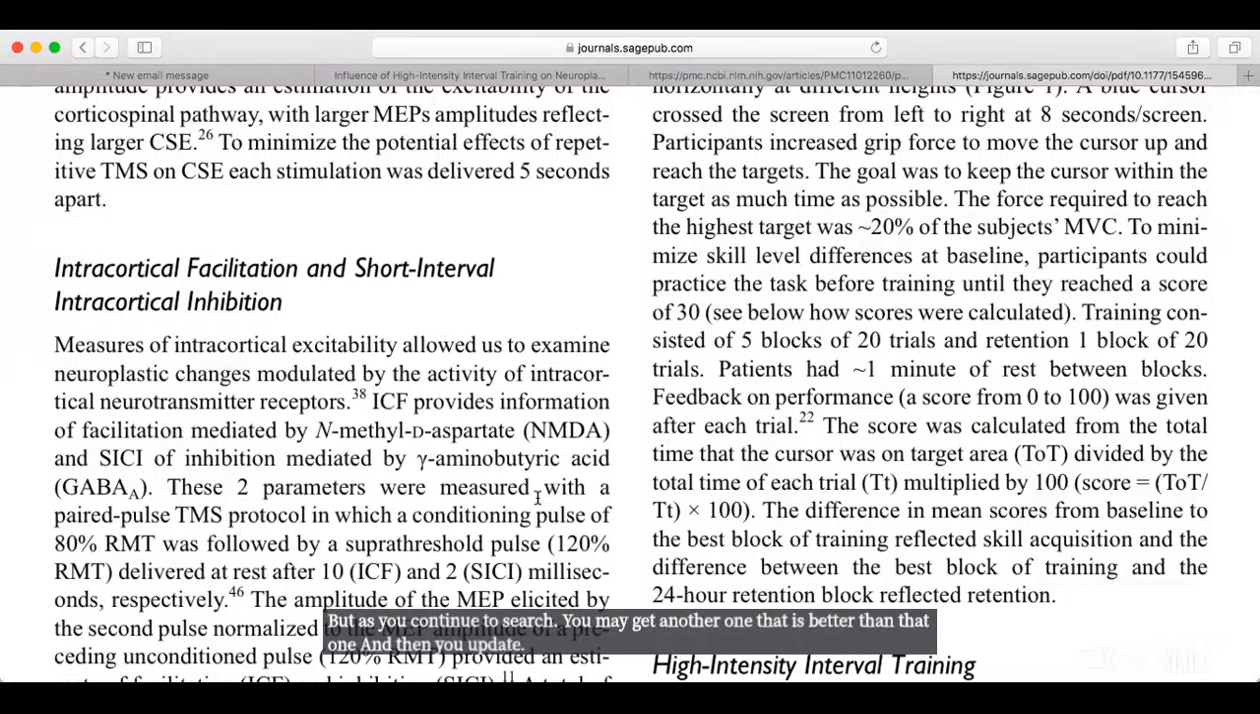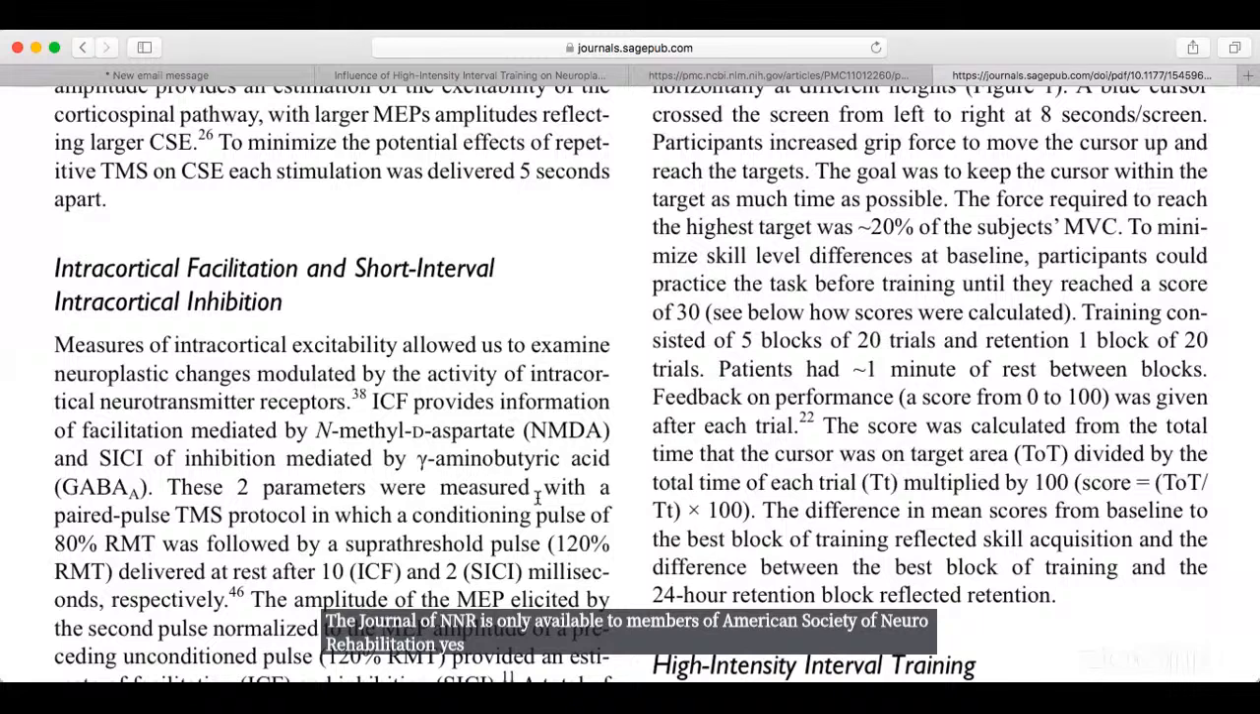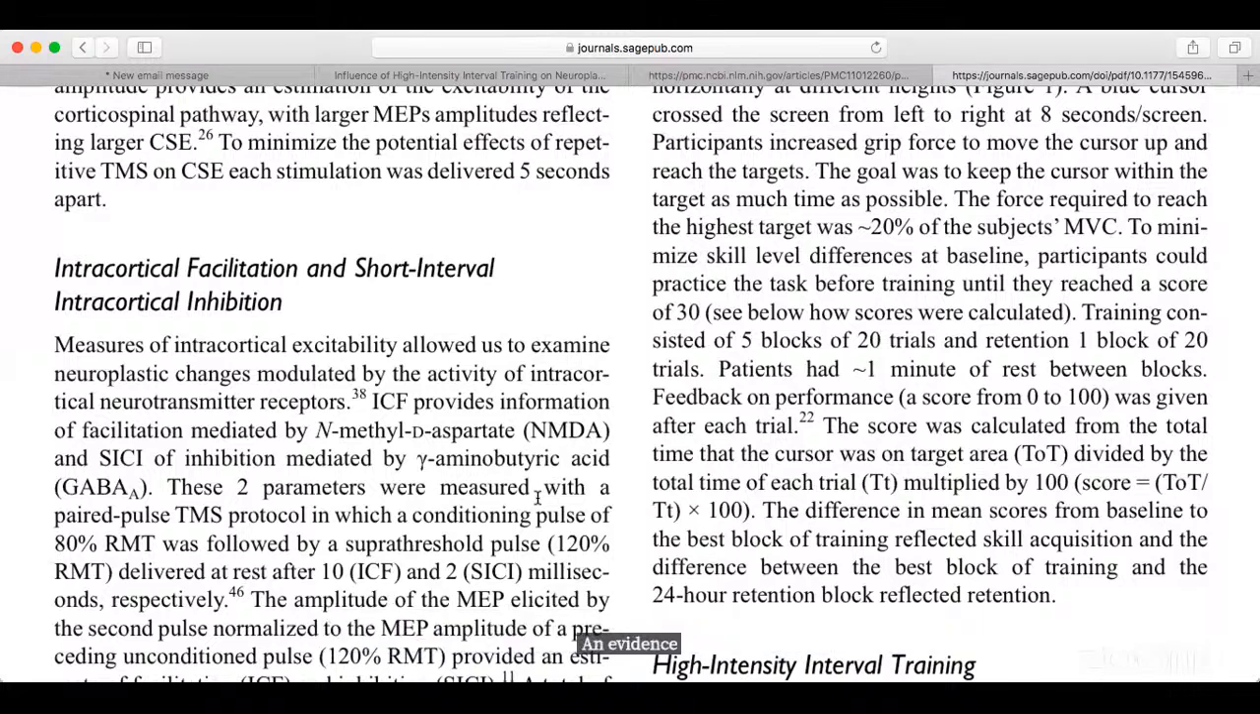The Journal of NNR is only available to members of the American Society of Neurorehabilitation. Yes. So see, when you begin to enjoy evidence-based practice, and evidence-based practice begins to bring money to your pocket, that is when you will appreciate the value of paying those dollars and pounds to continue to get those articles. But you need to start from somewhere. Start with the free ones.